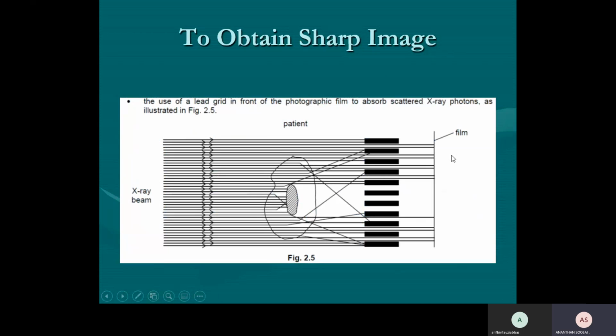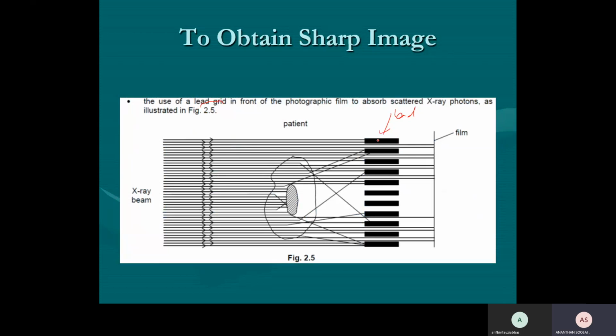Okay, next the main one is the lead grid. Use a lead grid. Okay, what is a lead grid? I think when you go for an image, when they put the film at the back, it is carried in a box. So the front is actually a lead grid. Why is the lead grid needed?